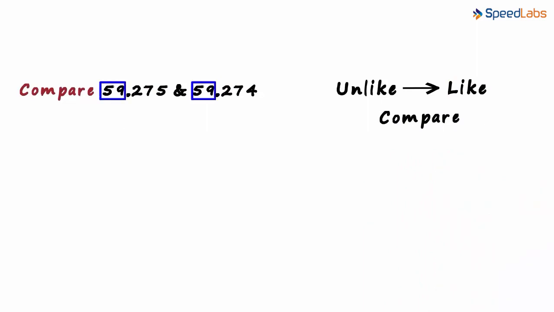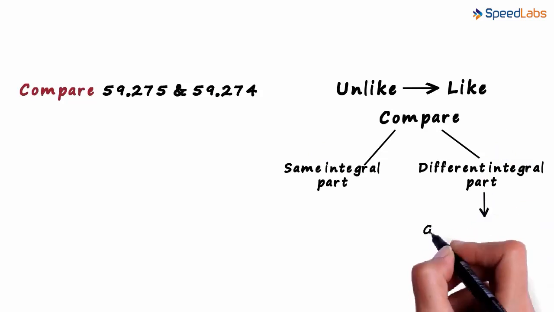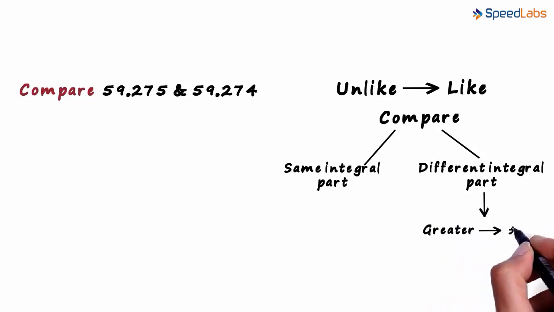We start with the integral parts. The decimal fractions we want to compare will either have the same integral parts or different integral parts. These are the only two possibilities. If they have different integral parts, comparison becomes very simple. The decimal fraction with the greater integral part will be bigger.